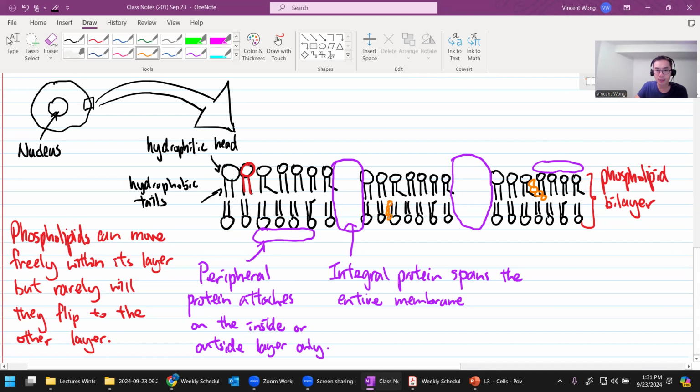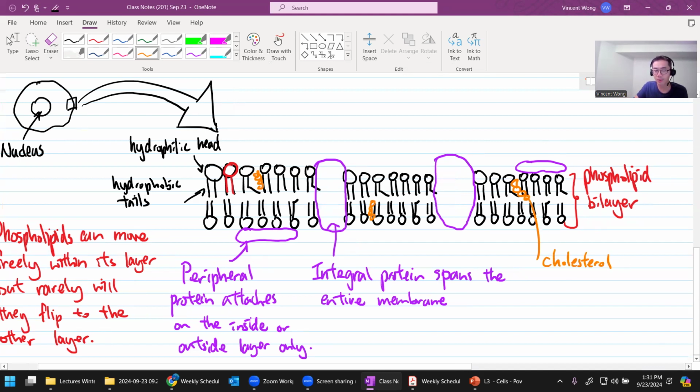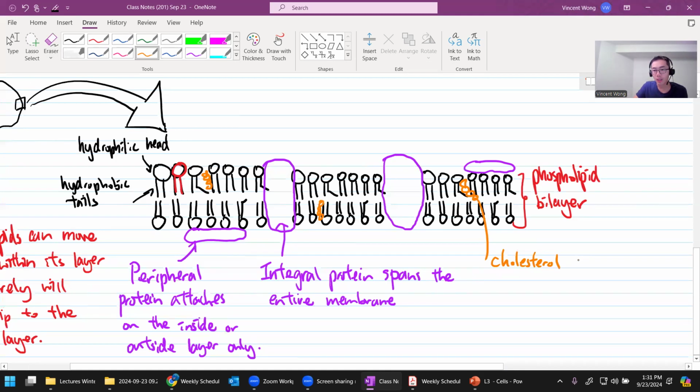Now, you also have these steroids, these cholesterol in the membrane. So cholesterol controls the membrane fluidity.